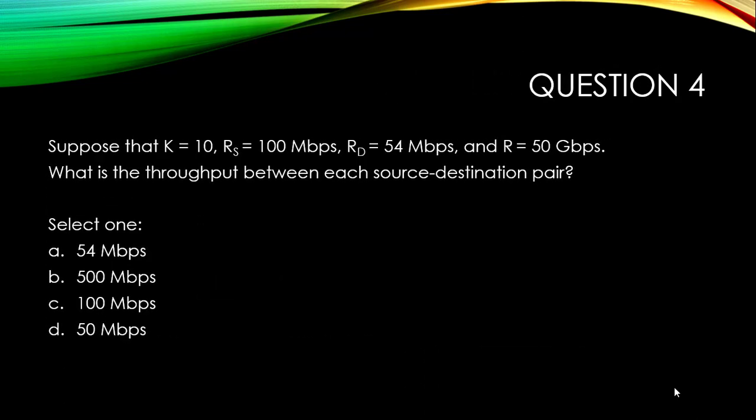Question 4 says, suppose that K equals 10, that's the number of destinations, RS equals 100 megabits per second, that's the capacity for our source, RD equals 54 megabits per second, that's the capacity for our destination, and R is 50 gigabits per second, and that's the shared common link capacity. We're asked, what is the throughput between each source-destination pair? And we're given multiple choices.